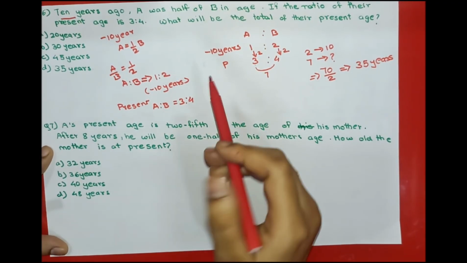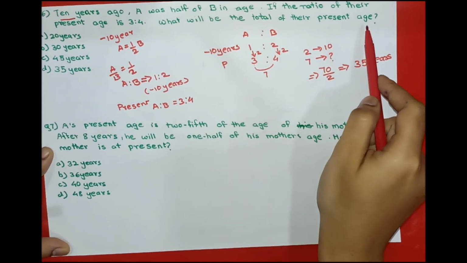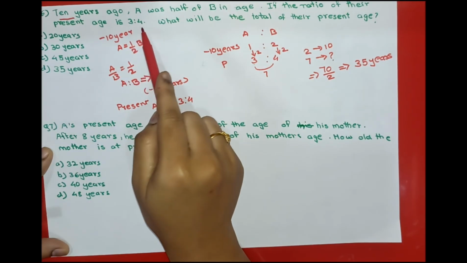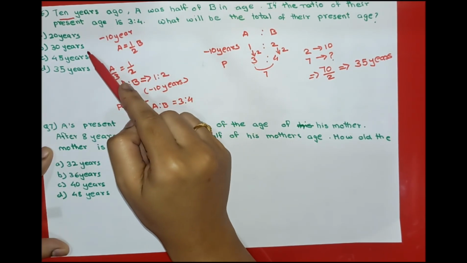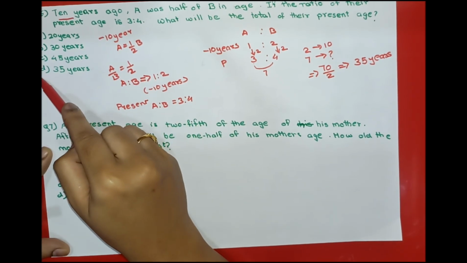You can also solve this by looking at the options. We have to find the total of their present age. The present age are in ratio 3:4, so their total will be 7. Now just find the age which is a multiple of 7. And we just have one option, which is 35.